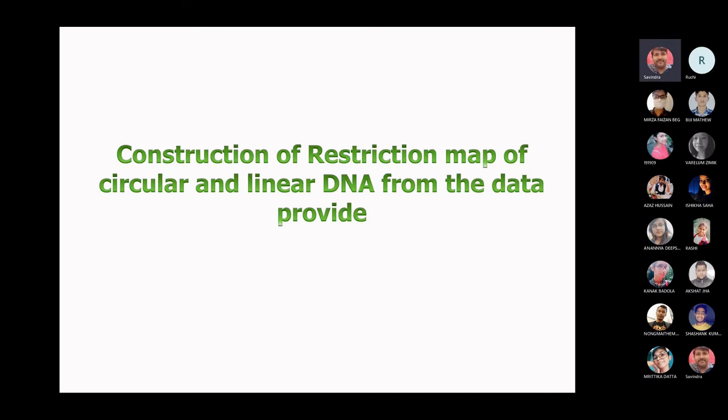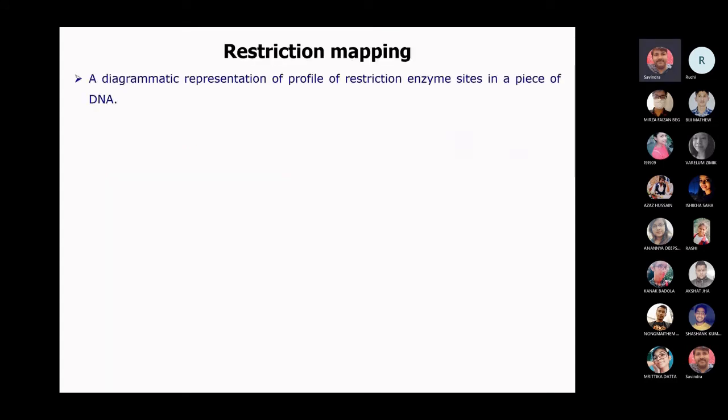So the aim of the experiment for today is construction of restriction map of circular and linear DNA from the data provided. So today we will study mainly the linear DNA, and the next time we will study the mapping of a circular DNA or a plasmid. Before we start, we should know something about restriction map.